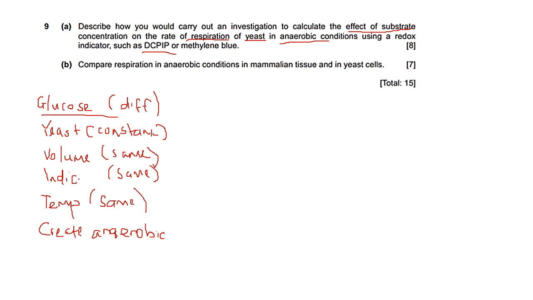And then you can time the experiment, so you set a time and see what happens with the change of color. The DCPIP, it says it's a redox indicator. Redox indicators usually change color. All right. So then you can say time experiment to check for color change. Okay, so change in color. And let's see how many we have written now. We've written 1, 2, 3, 4, 5, 6, 7, and you only need to write 8, because it's just 8 marks, so 8 is fine.